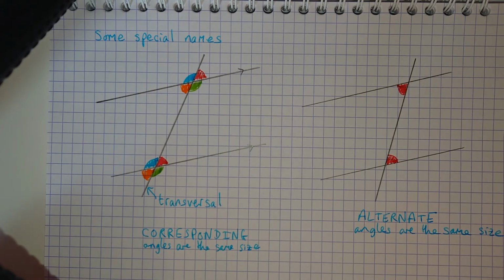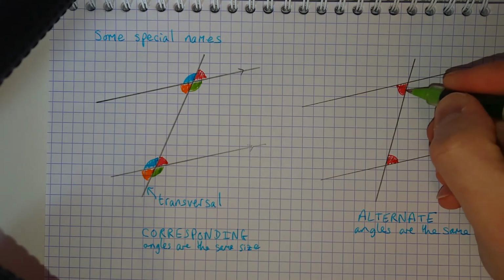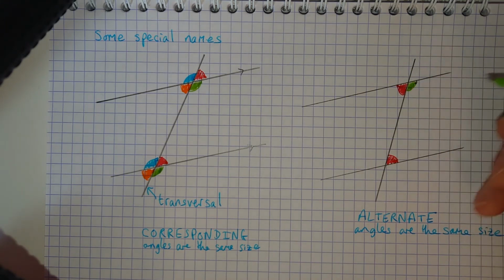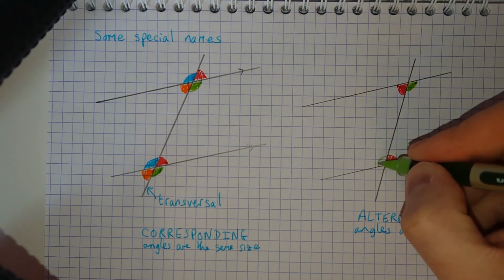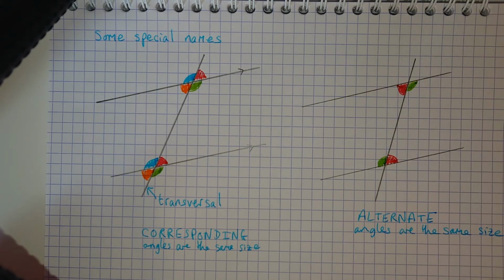Okay, alternate angles are the same size. There is another pair of alternate angles. So if I were to take this one, for example, which is below and to the right, this one is above and to the left. That's alternate.